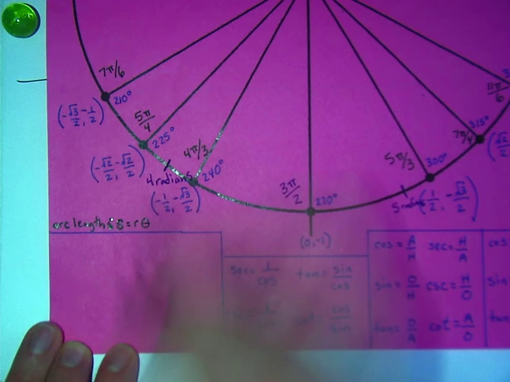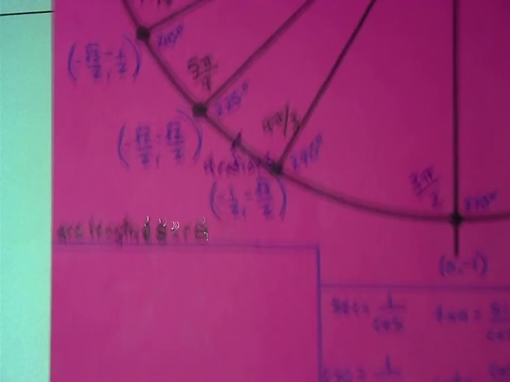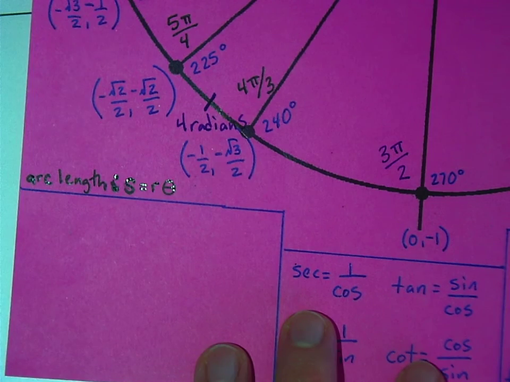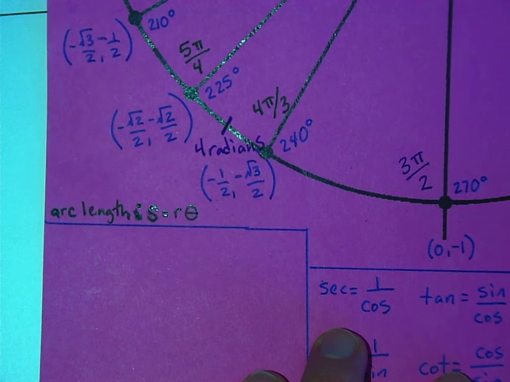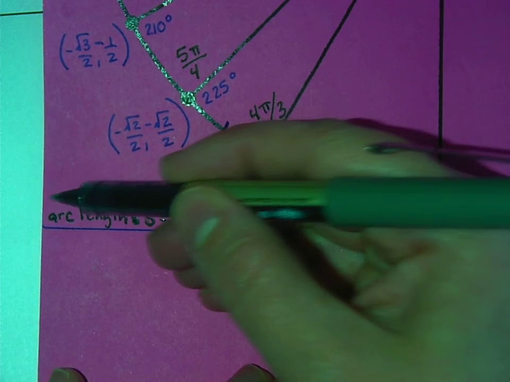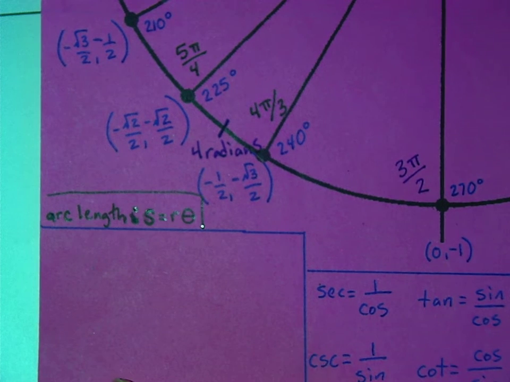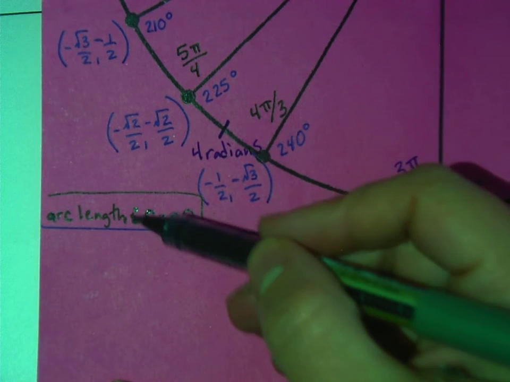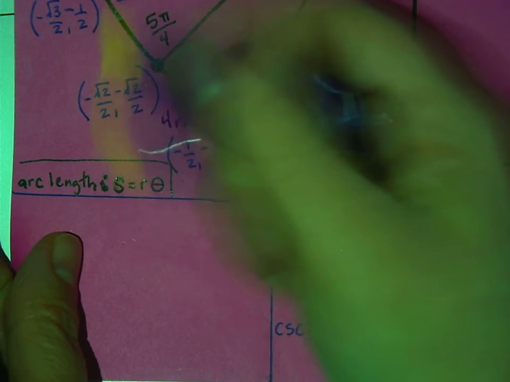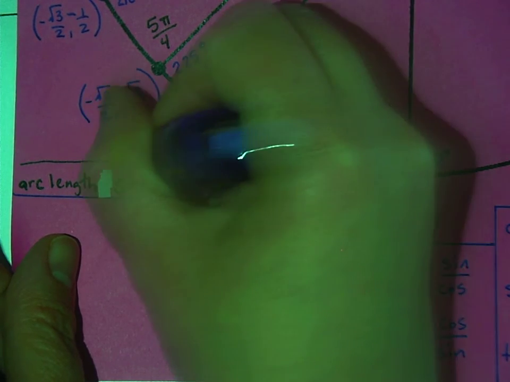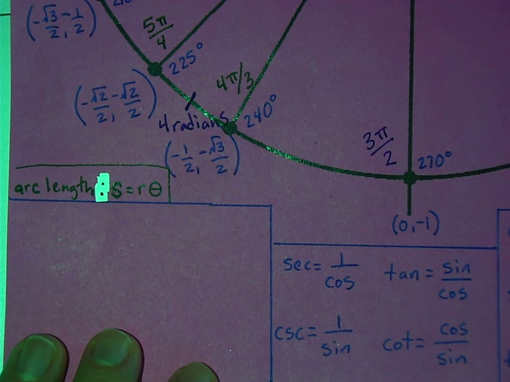Thank you. That's just supposed to be a colon there, like this is what it is. And the formula is S equals R times theta. So it says arc length, that's supposed to be a colon. I'll use some whiteout. My pen just started running. S equals R times theta.